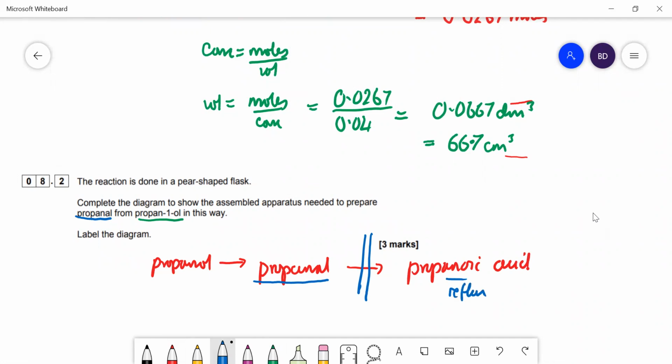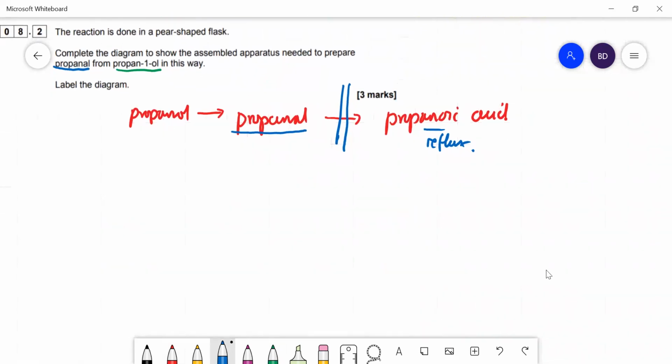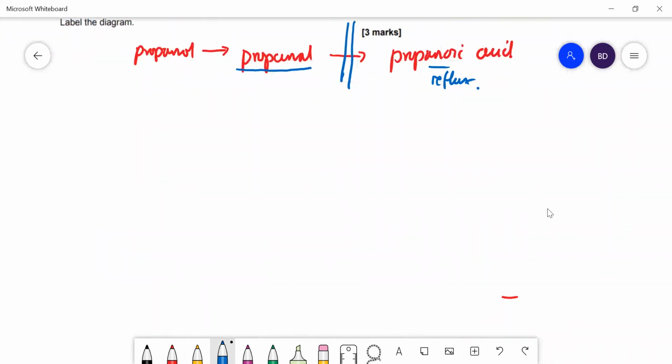If you wanted the propanoic acid, of course, I'm not asking you this, but you would have to reflux for that. So it says complete the diagram, and they give you a pear-shaped flask, and you've got to label the diagram. So what you've got is a pear-shaped flask here, and you'd have that connected to a ground glass connector like that. You'd have a thermometer in there, and then you'd have a ground glass connection here to a condenser. There's our condenser.